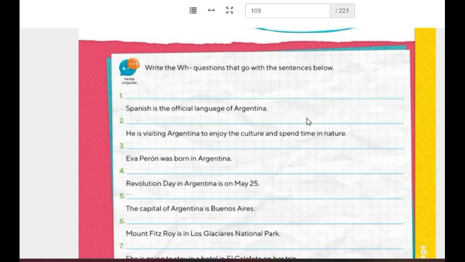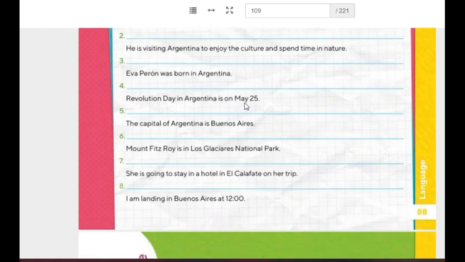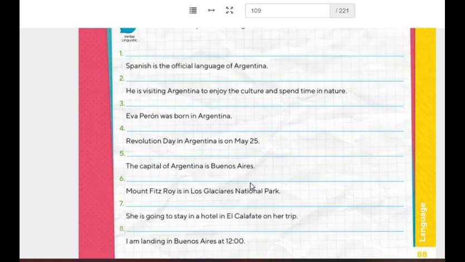Right? Very good. So, guys, try to read the rest of the sentences by yourself and try to identify which one is the correct WH word. Try to complete the sentence, please. So, let's move on to the second one. Let's do it together. It says, guys, he is visiting Argentina to enjoy the culture and spend time in nature. So in this one, the question could be, why is he visiting Argentina?